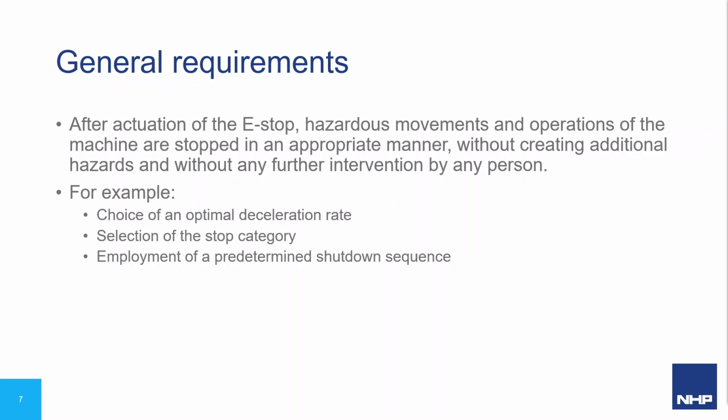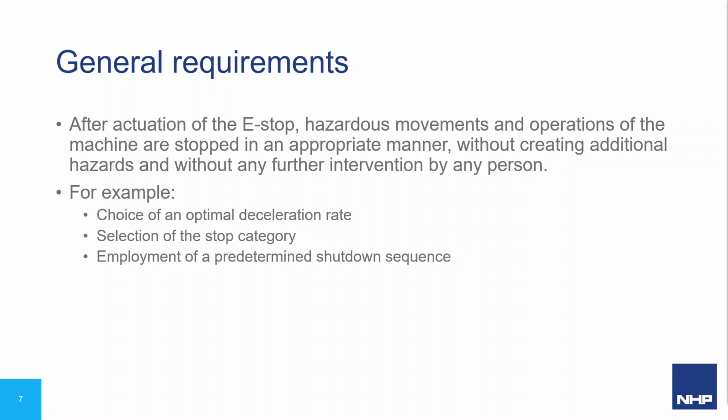Determining what the machine needs to do during an emergency stop needs to be well thought out well ahead of time, preferably during the design of the machine. When actuated, the emergency stop must cease all hazardous movements and operations without creating any additional hazards in the process and without requiring any further intervention by any persons. For example, this could mean selecting which functions are shut down, remembering that some other safeguards may be necessary even after the emergency stop function is actuated.